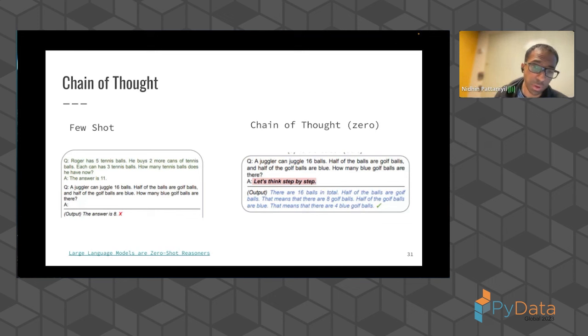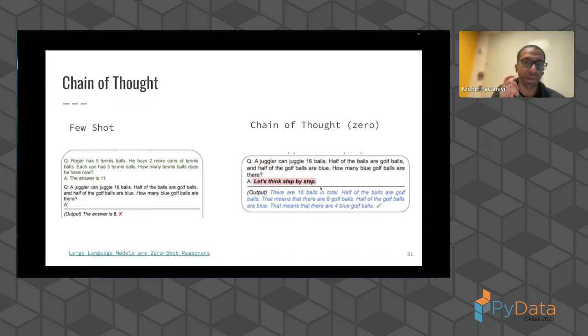So we have 16 balls, half of them are golf balls. So we have 8 golf balls, and we know half of those 8 are blue. So that means we have 4 golf balls that are blue. But the model, maybe because it didn't pay attention to part of the context, greedily answered 8.